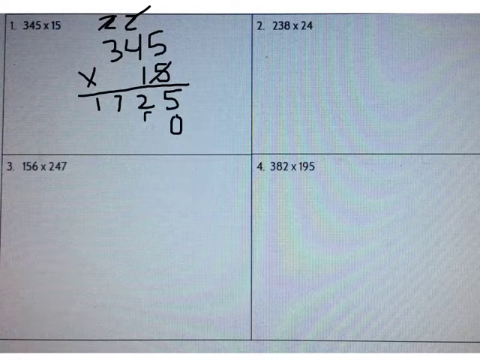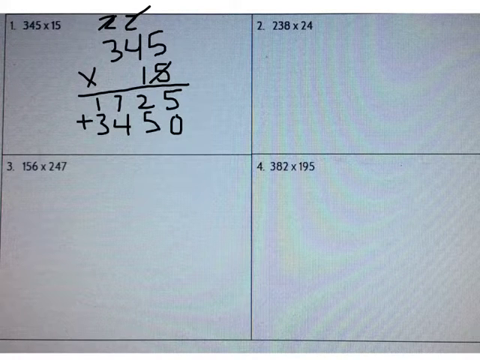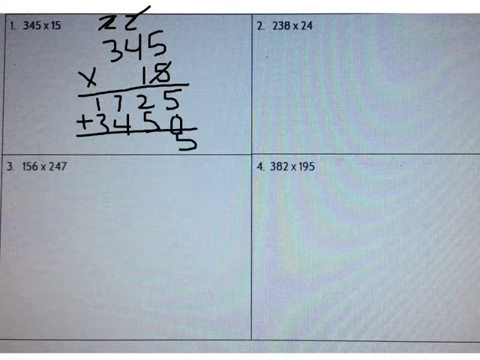Now I can multiply. 1 times 5 is 5. 1 times 4 is 4. 1 times 3 is 3. My last step is to add my partial products. 5 plus 0 is 5, 2 plus 5 is 7, 7 plus 4 is 11, and 1 plus 1 plus 3 is 5. The answer is 5,175.